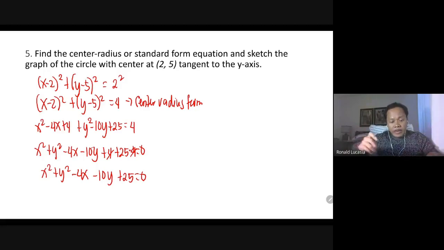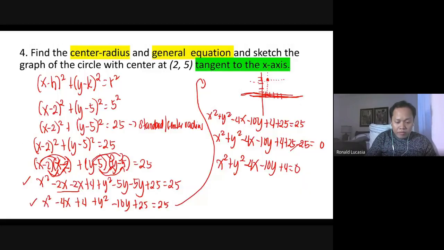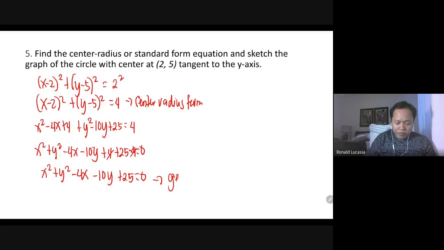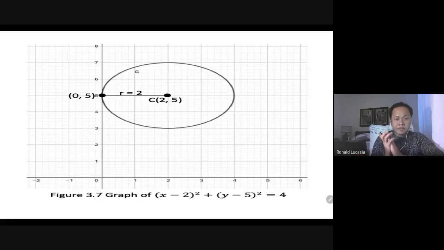Okay, so how do we graph? This is the general form actually. Oh, the other one is only the standard form. Sorry, this is the general form. Okay, so this one is tangent to the y-axis. Questions so far?